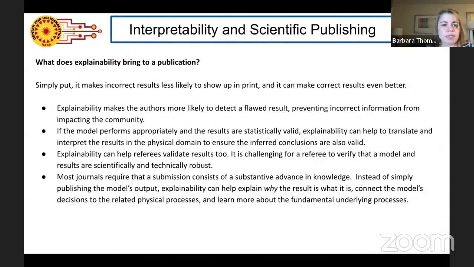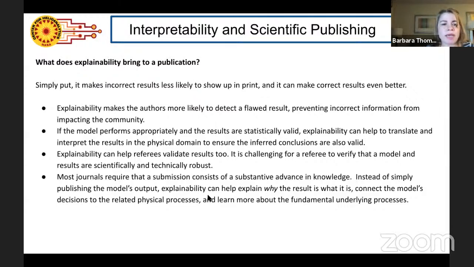And so explainability and interpretability, which I'm using interchangeably in this case because both work for this case, help the authors be more likely to detect a flawed result. It helps them translate that result into the subject matter domain and ensure that there's robustness. And it also helps reviewers understand and validate these results and even reproduce them.